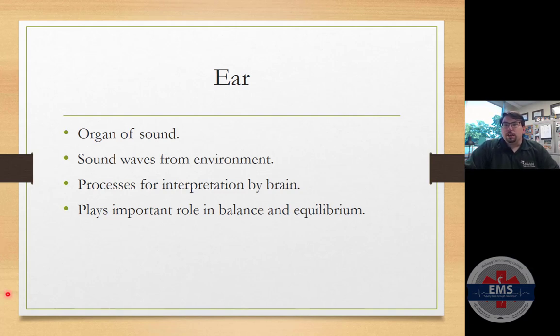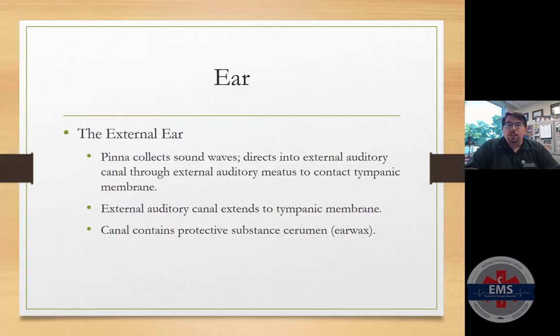Now, as we look at the ear, one of the big things that we're going to have to recognize here is both internal versus external ear, right? We're going to start with external, and we'll move our way in. The external ear we refer to as the pinna, which is going to collect the sound waves, right?